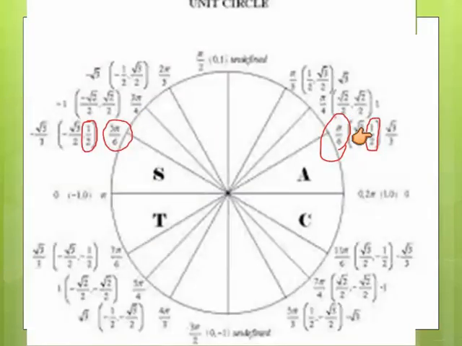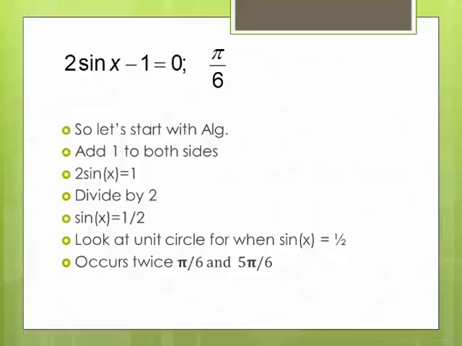Let's look at the unit circle. Where is sine equal to 1 half? Well, it's the y values here. There's 1 half there, so it's at pi over 6. And it's also over here, 1 half. It's at 5 pi over 6. So I've actually got two answers there, right? Pi over 6 and 5 pi over 6. Those would be the two answers that you would have for answering that one.